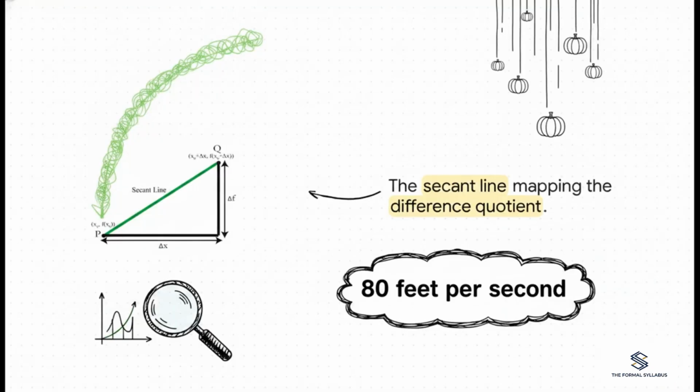Well, this right here brilliantly illustrates the foundation of the math. Notice the green secant line connecting two distinct points on our curve, point P and point Q. The vertical side of that right triangle is the change in our function, delta f, and the horizontal side is the change in our input, delta x. This little triangle maps out what we call the difference quotient. It is the exact visual representation of an average rate of change. It's exactly like that 80 feet per second average speed of our falling pumpkin.